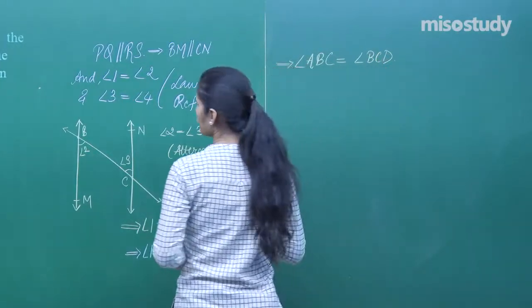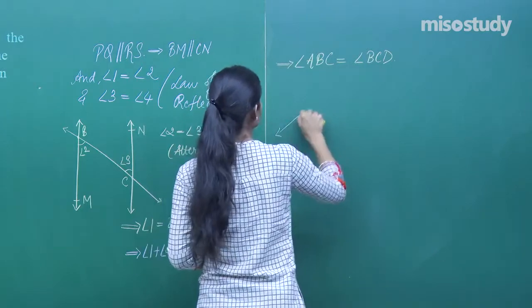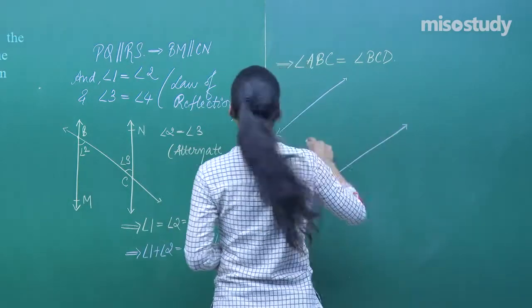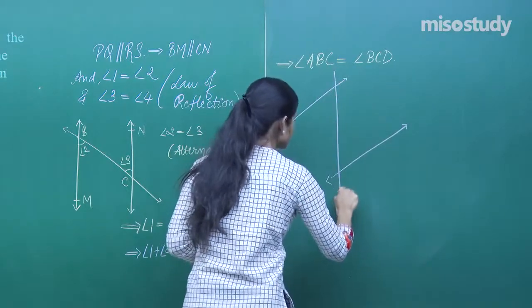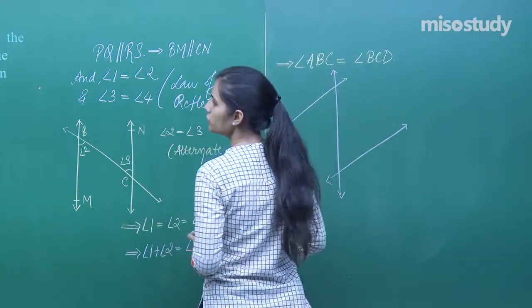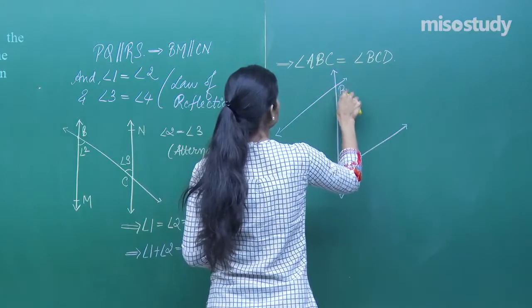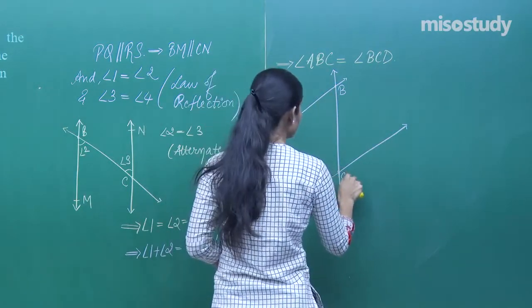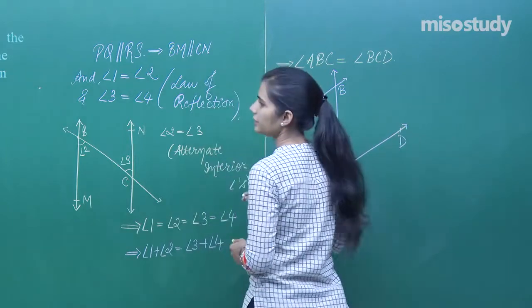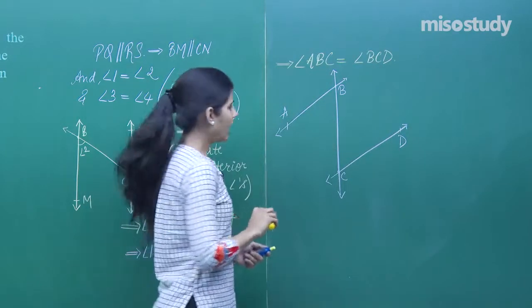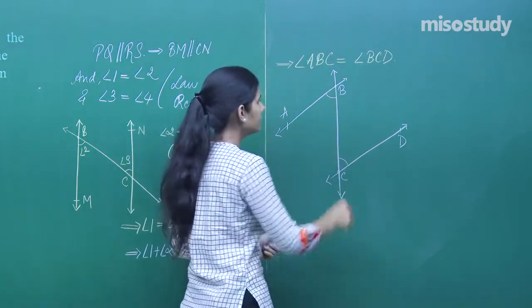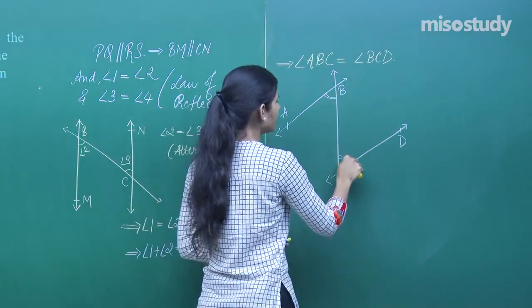Now what is the situation that you have over here? You have this situation. So here you have B, here somewhere you have A, then here you have C, here somewhere you have D. I am having angle ABC is equal to angle BCD. Clearly see what is happening.